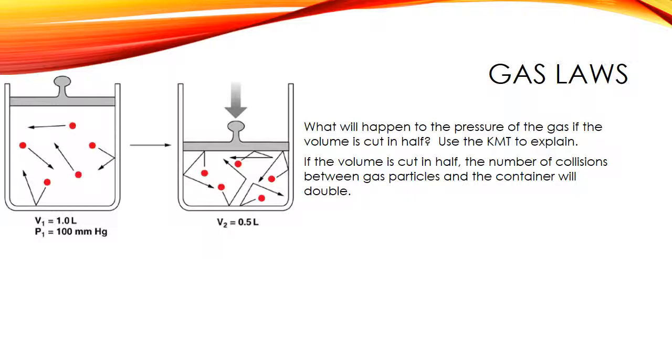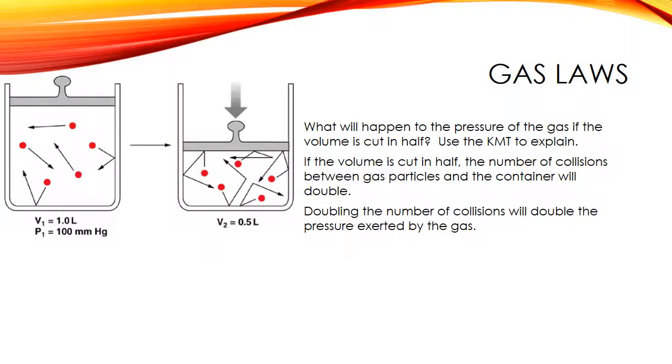So if the volume is cut in half, the number of collisions between the gas particles and the container is going to double. Because there's half the space, they're going to collide twice as often. So if we have twice the number of collisions, that will double the pressure. So whatever pressure we had, in this case 100 millimeters of mercury, it's going to double, multiply it by 2, it'll be 200 millimeters of mercury over here.